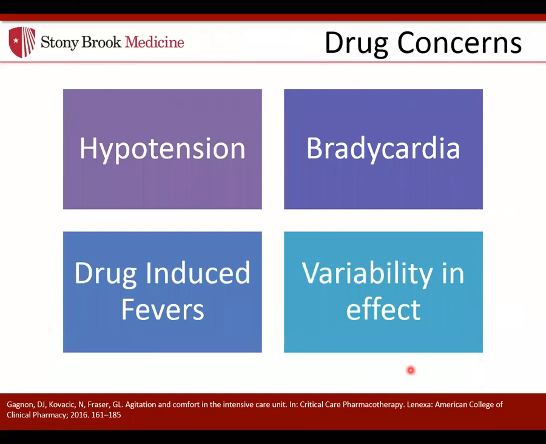All right, and concerns that we have with dexmedetomidine: because of the alpha agonism, we're able to see some hypotension and bradycardia with continuous administration, and it should be avoided in patients who are experiencing acute decompensated heart failure or heart block.